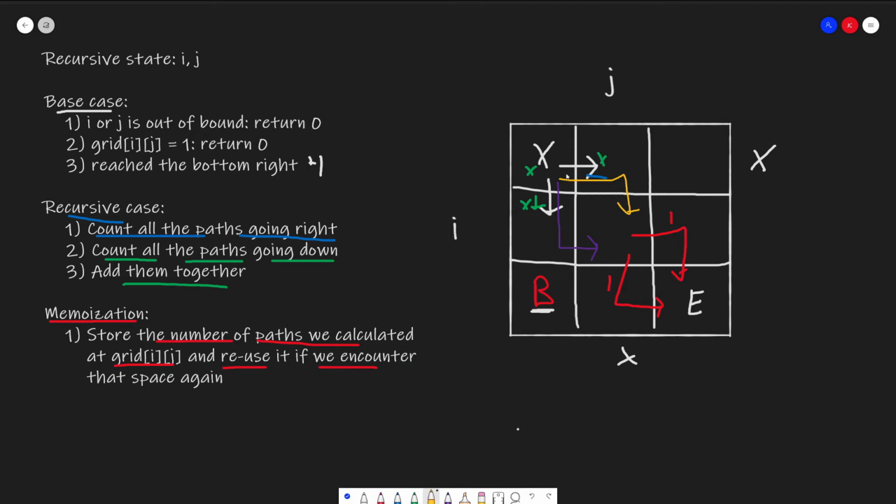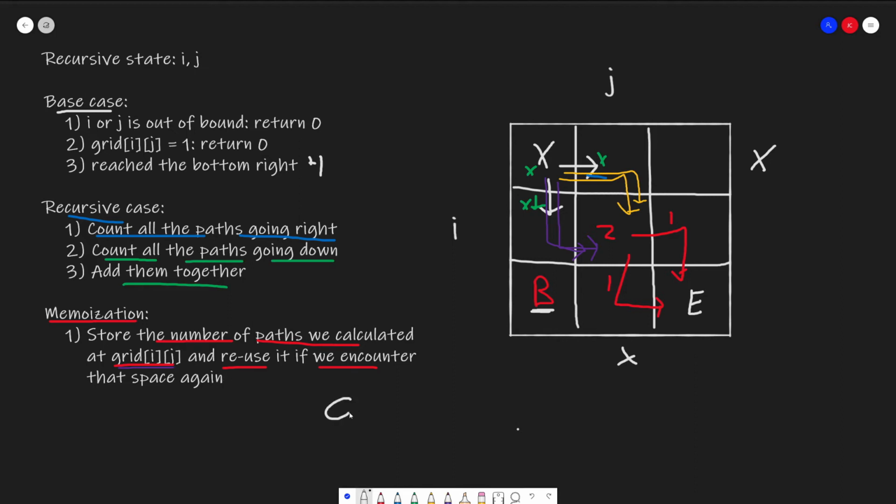For example, if our yellow path reached the area first, we would store the value 2 inside this grid cell. And then when our purple comes and reaches that same grid cell, instead of doing all that computation, we can just return the value in our grid.